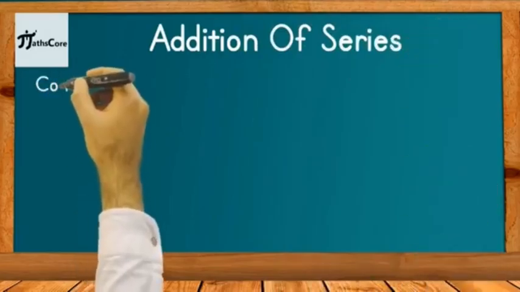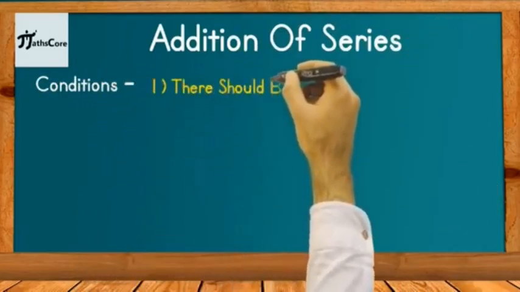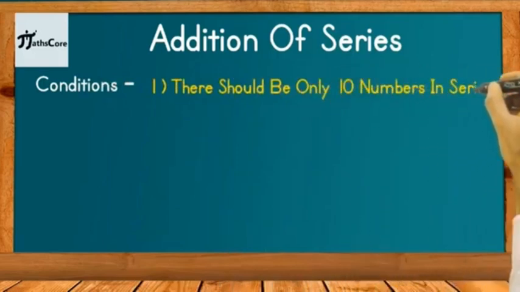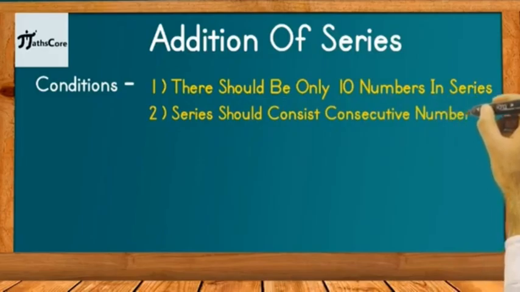To solve the example, we need to follow two conditions here. First, there should be only 10 numbers in the given series, and second, the given series should consist of consecutive numbers only. So let's take an example on it.